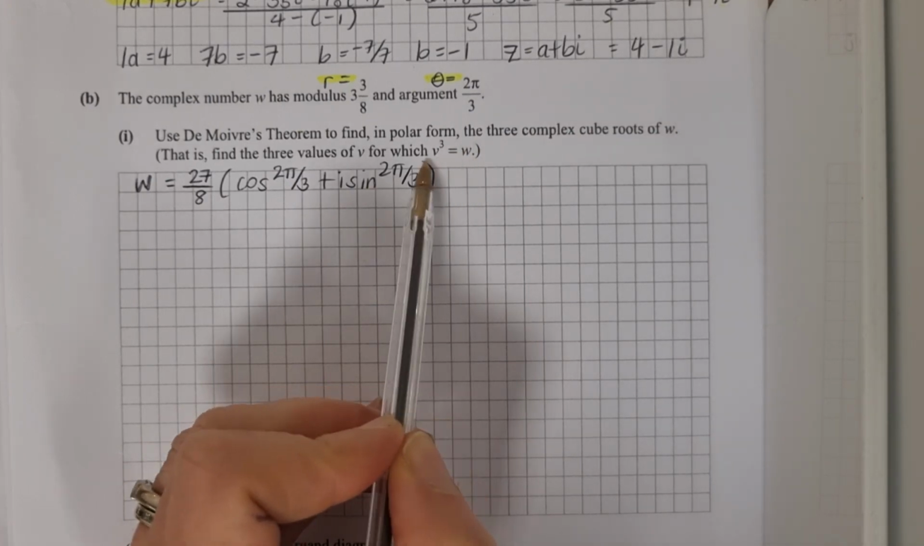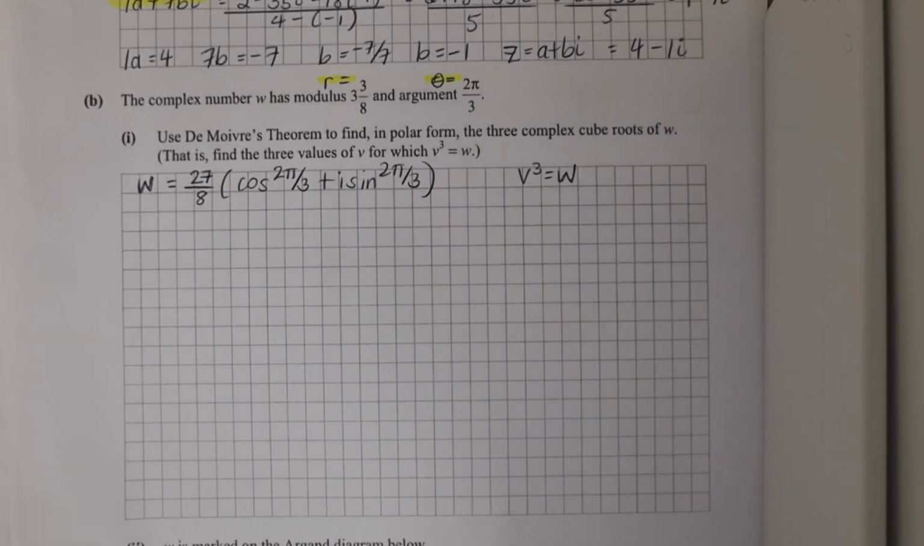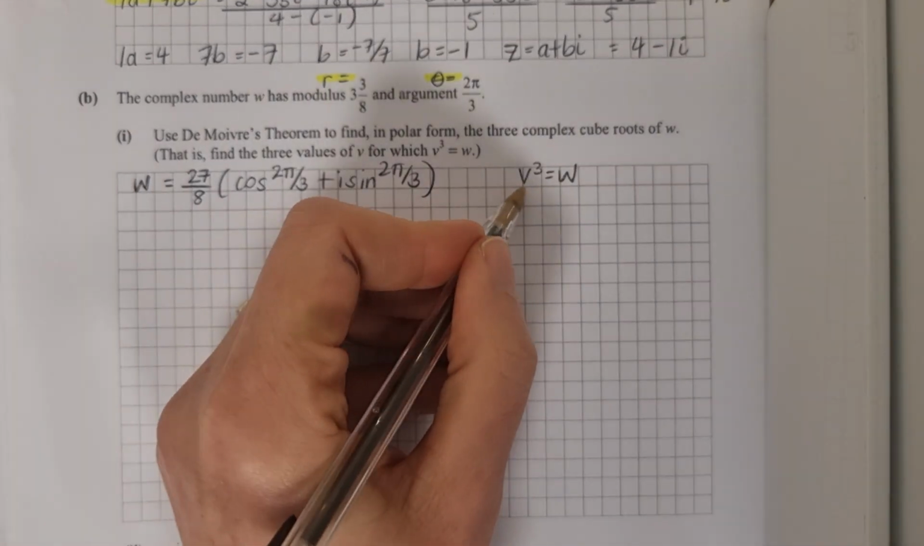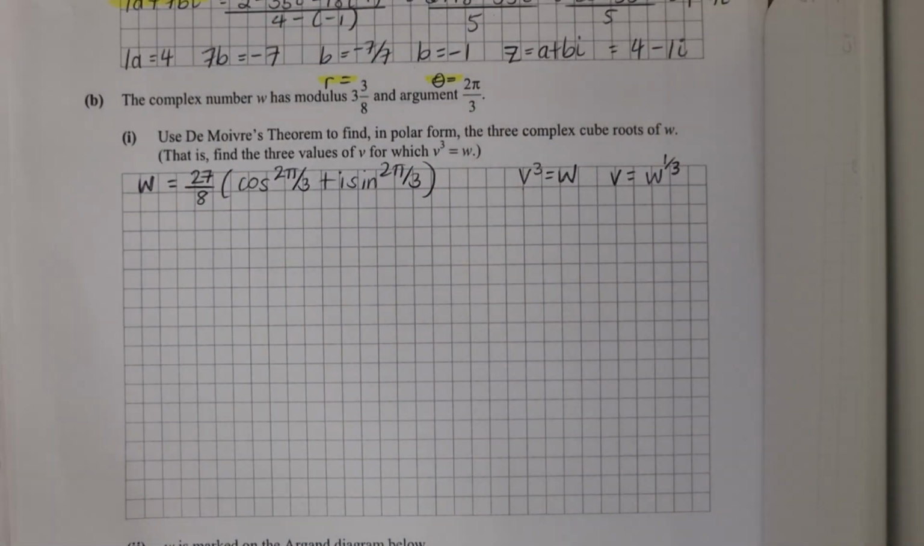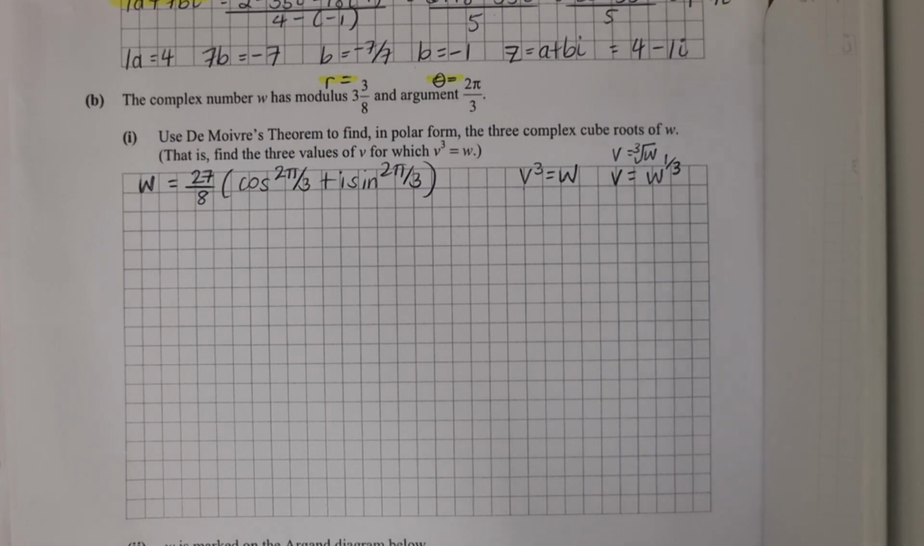So let's write this line down first of all, so we can actually keep track of what it is that we need to do. And it's v that I want to find, so I want v by itself, and that means that v is the cube root of w. So you can write it like that first if you want. But it's better to write it as v equals w to the power of a third, because then I've got my power that I can use when I'm applying my De Moivre's theorem.